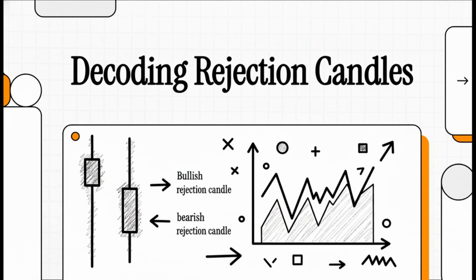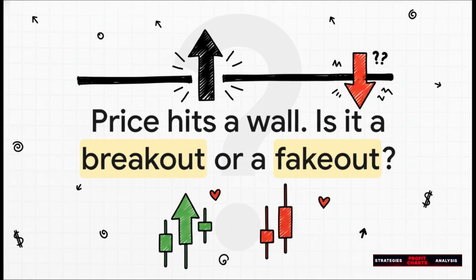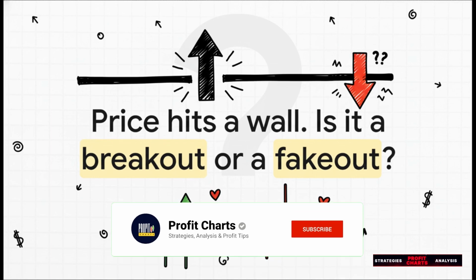Let's get into it. You know the feeling, right? We have all been there. You see the price just screaming towards a huge level, a major support or resistance zone. Your heart starts pounding a little faster. Is this it? Is this the breakout we've been waiting for? Or is it a trap, a classic fake out just waiting to suck you in right before the whole thing reverses? That moment, that split second of uncertainty is what makes or breaks a trader.